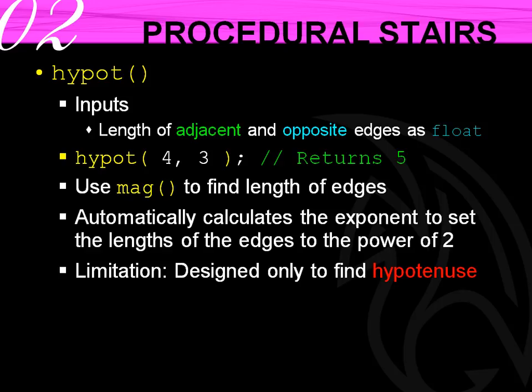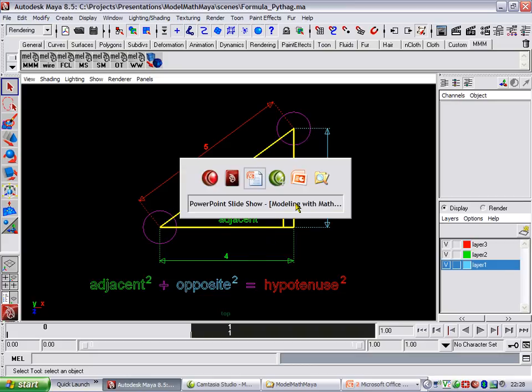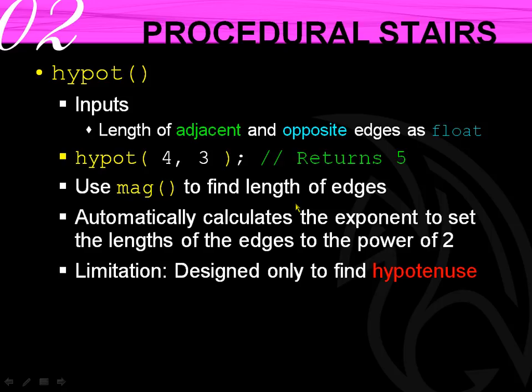However, one limitation of this command is that it's designed only to find the length of the hypotenuse, as you'd imagine from the name of the command, hypot. What if we have, for example, the length of the hypotenuse and the opposite, and we want to find the length of the adjacent? Or vice versa, we have the length of the hypotenuse and the adjacent, and we want to find the length of the opposite. Hypot does not allow us to calculate this, unfortunately.